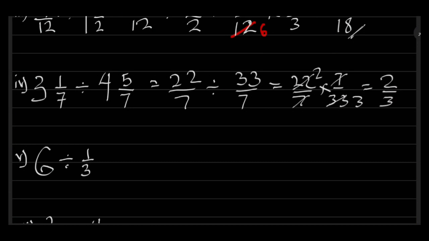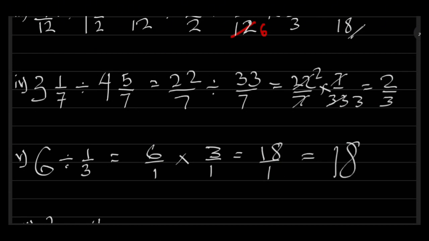over 3. Now let's try V, where we have a whole number being divided by a fraction. This would give us 6. Every whole number has a denominator of 1. So 6 over 1. Then we reciprocate this to give us 3 over 1. Okay, so that is going to give us 18 over 1, which is the same as what? 18. It's as simple as it goes.